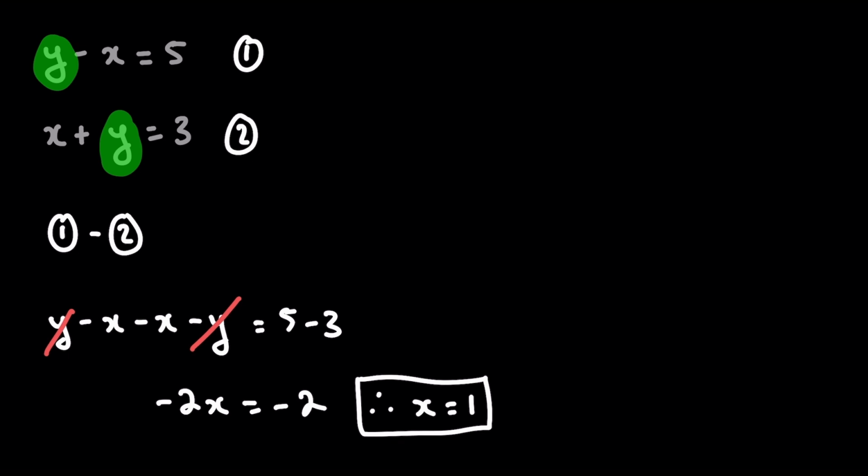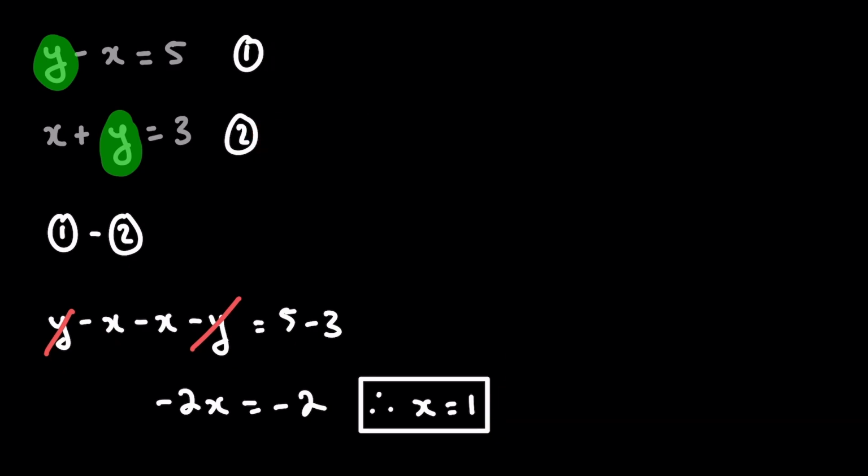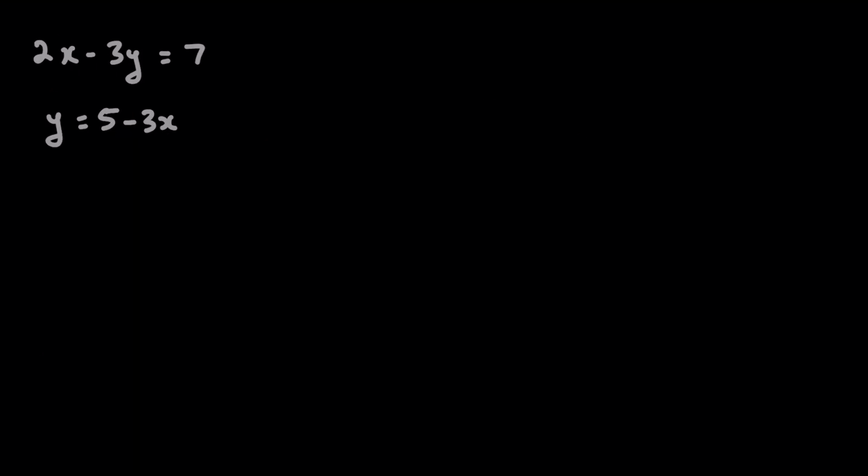Now if I wanted to work out the value for y, I simply input this value back into either equation 1 or equation 2. I'm going to choose equation 2 because it's simpler in this case. So x plus y equals 3, and that means 1 plus y equals 3, and hence y equals 2. Those are my solutions for this example here.